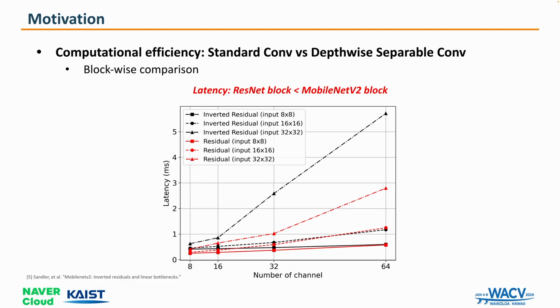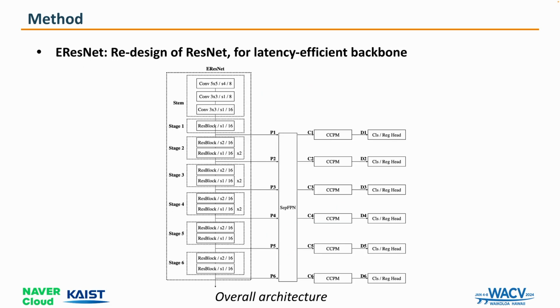Furthermore, we also analyzed the block-level latency behavior of standard convolution and depth-wise separable convolution. The results show that the standard conv block from ResNet is faster than the depth-wise conv block from MobileNets. Motivated by the aforementioned observations, we propose an efficient backbone, EResNet, originating from ResNet. We redesigned ResNet as a latency-efficient backbone and proposed several auxiliary modules such as SEP-FPN and CCPM for enhancing features to further improve face detection accuracy.